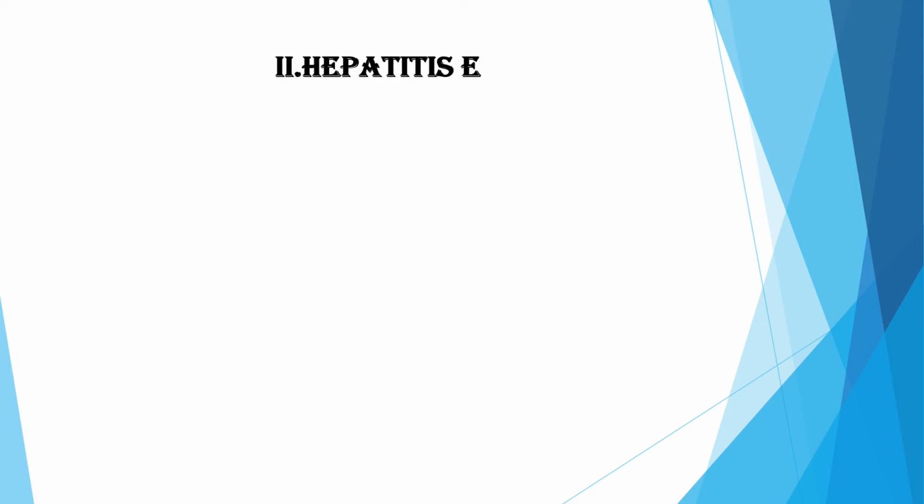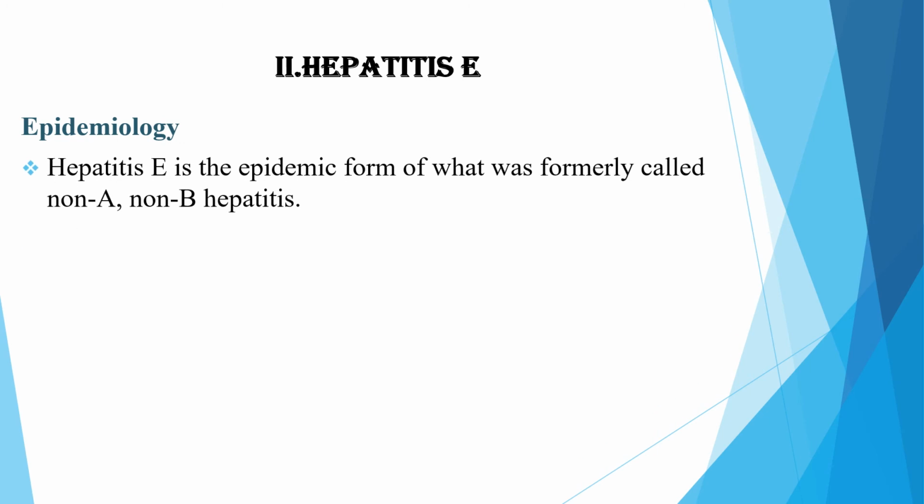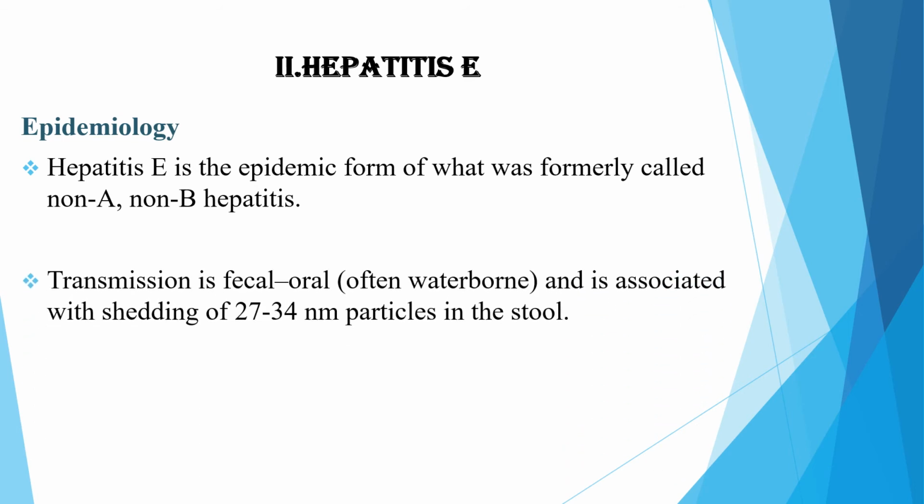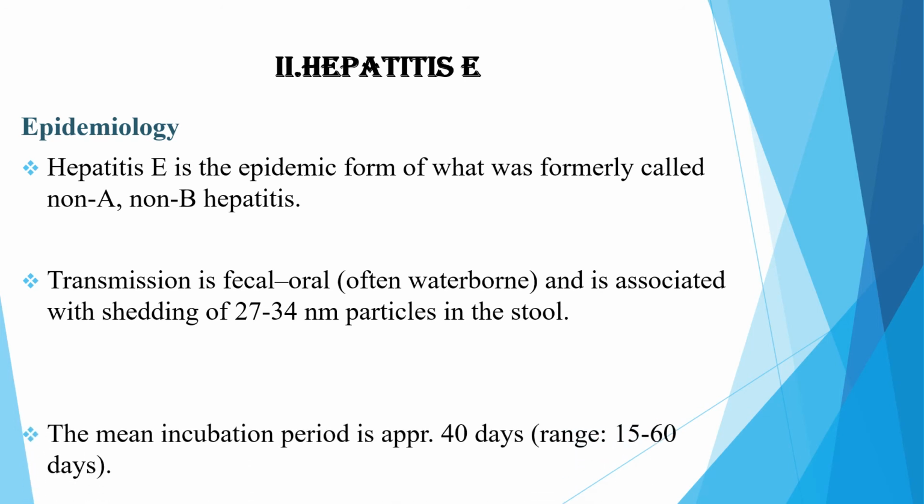The second one is hepatitis E. Hepatitis E is the epidemic form of what was formerly called non-A/non-B hepatitis. Transmission is fecal-oral, often waterborne, and it is associated with shedding of 27 to 34 nanometer particles in the stool. The mean incubation period is approximately 40 days, with a range of 50 to 60 days.